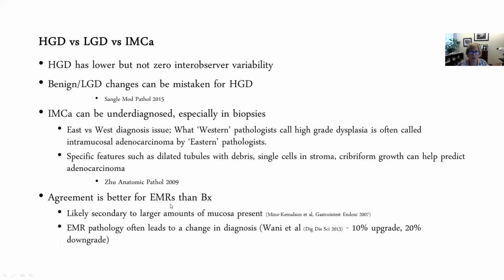Once we get the endoscopic mucosal resections, we tend to have better agreement, which is probably just because there's more mucosa and more dysplasia or adenocarcinoma present, which makes life easier. That said, EMR pathology is often changing the diagnosis from the pre-EMR pathology biopsies. In this study, it was a 10% upgrade and a 20% downgrade. So you have to expect that the biopsy diagnosis may not agree with the EMR diagnosis.